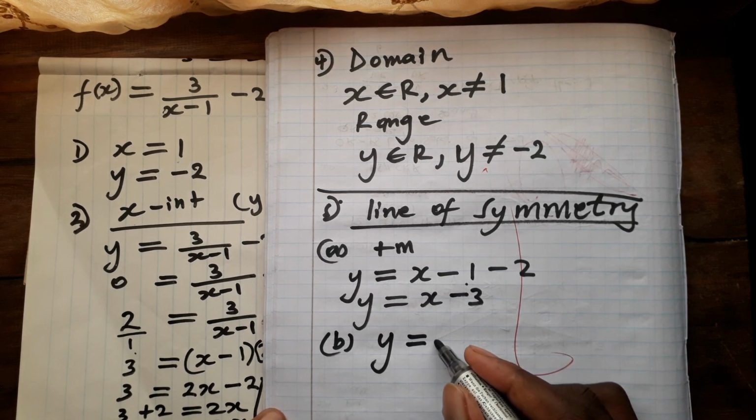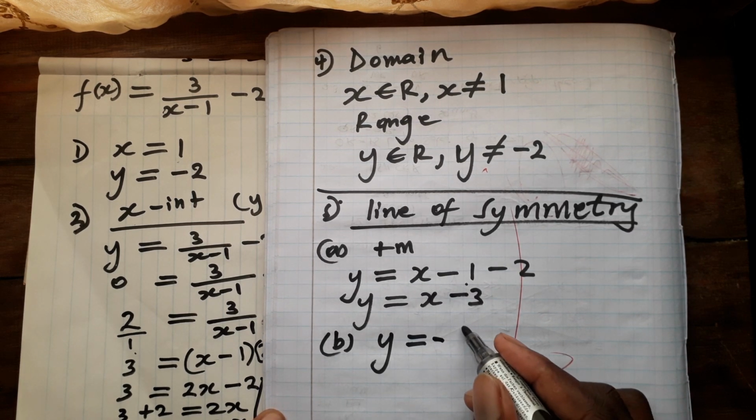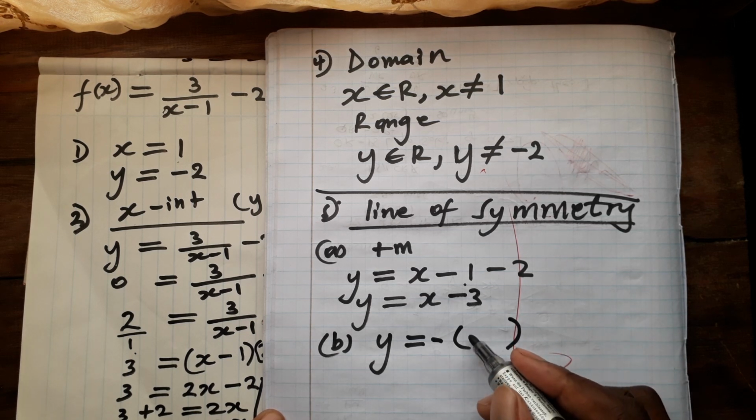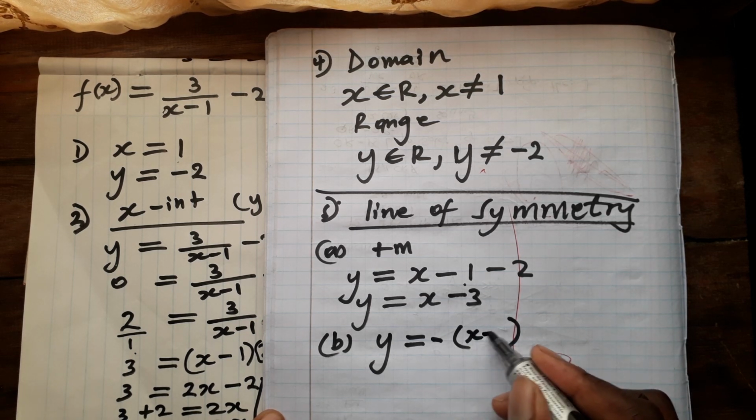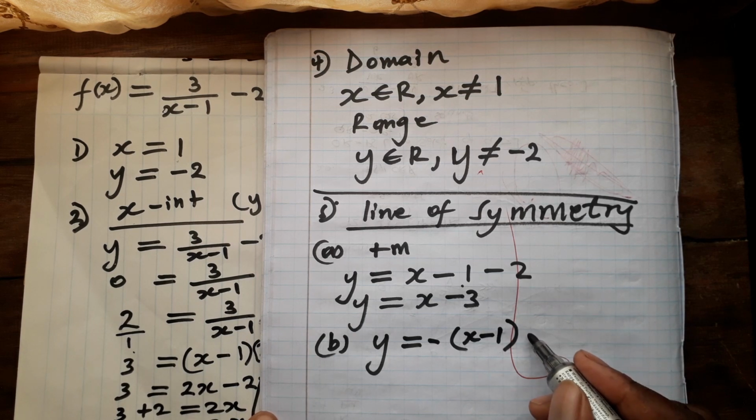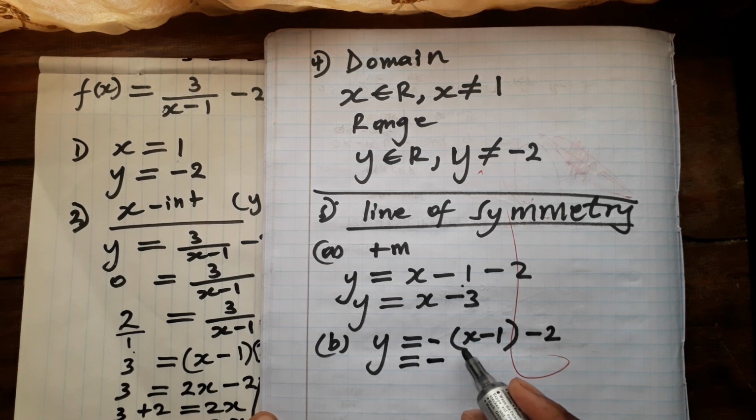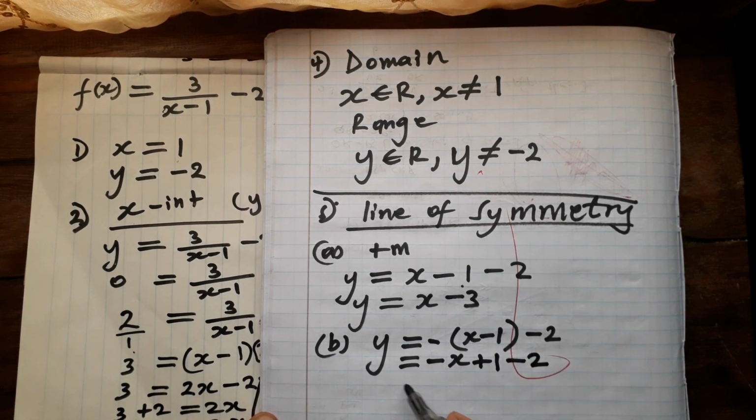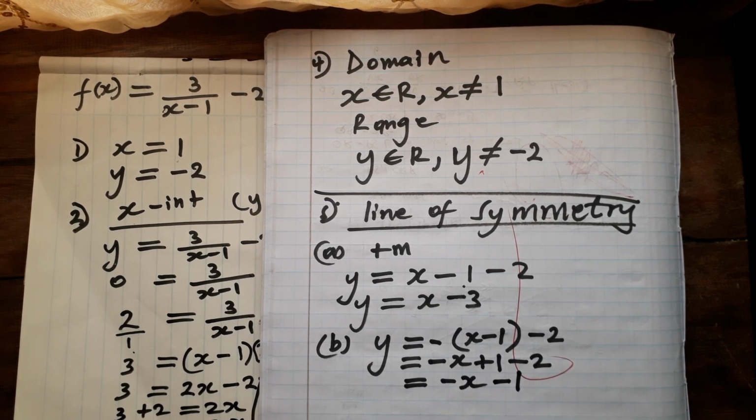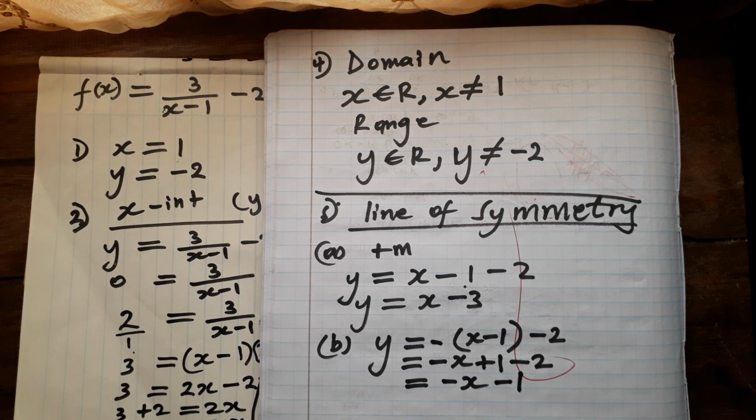Y equals, and then I said you must put a negative here, and then you isolate x and put it inside the bracket, which is x minus 1, and then we have a -2 at the end. And then what do you do next? You multiply everything by -1. Negative times this one is going to give us -x. This one and this one, negative and negative, +1 minus 2. And then this is -x. You add these two, they are going to give you -1. Then you are done.